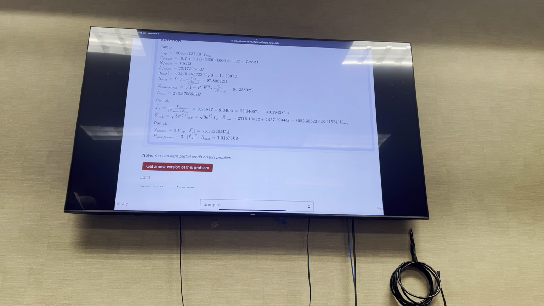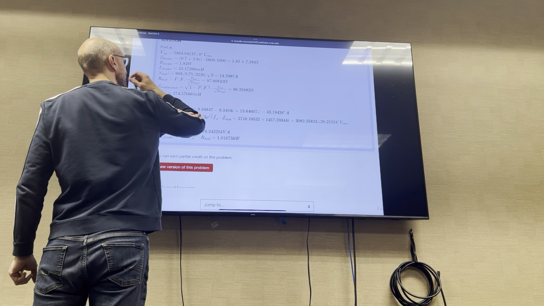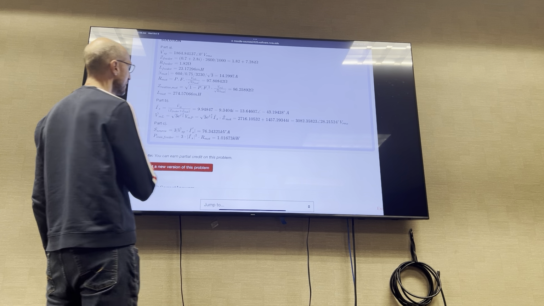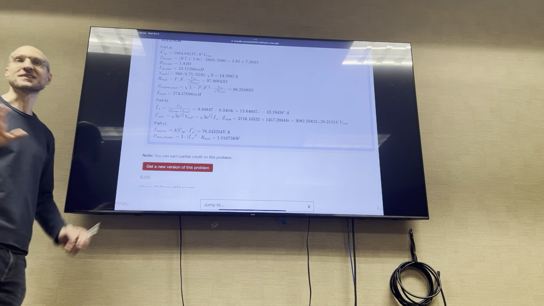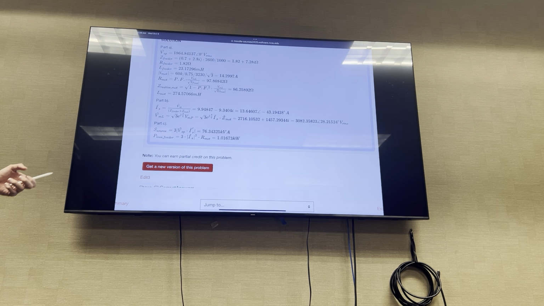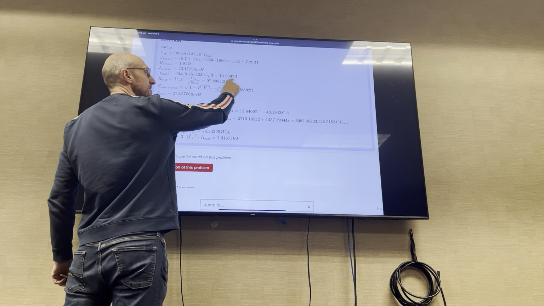The rated, we found the source from the rated voltage. So let's look here. How do we find this I motor? I know what's going on. Okay, I understand what's going on. This problem is confusing. That's the bottom line. What's happening is, this is the rated current of the motor.